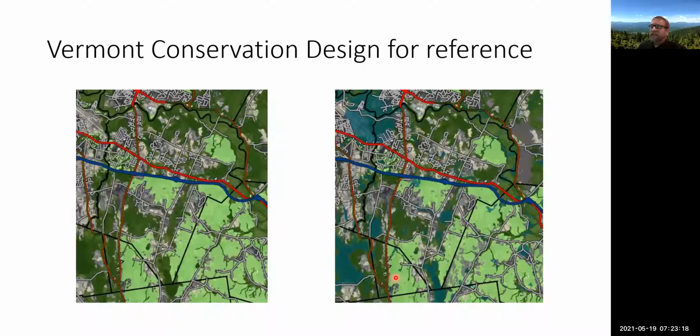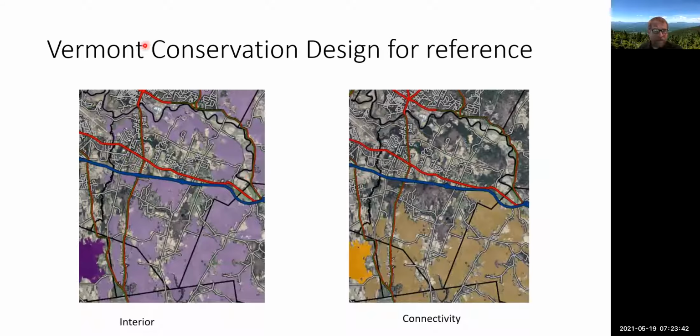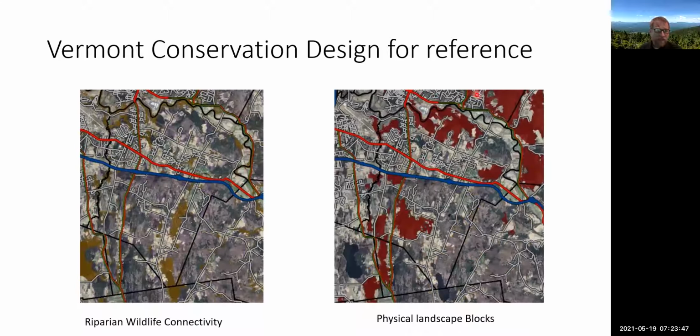So I just have 3 slides here just to remind us what Vermont Conservation Design says are the most important areas. Again, that dark green is the highest priority. I know I'm going pretty fast here. For folks that are new to this, I apologize, but we've been through this several meetings in a row, so I'm just trying to catch everyone up. So then we see the selection of interior forest blocks, the selection of connectivity blocks, a couple more things, the riparian wildlife connectivity and the physical landscape block.